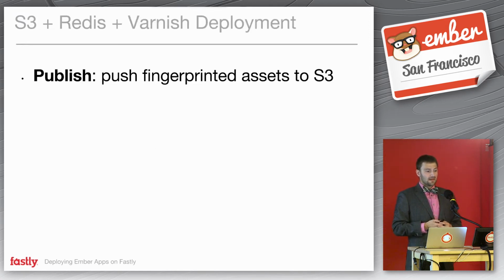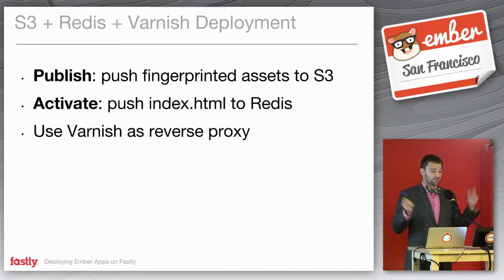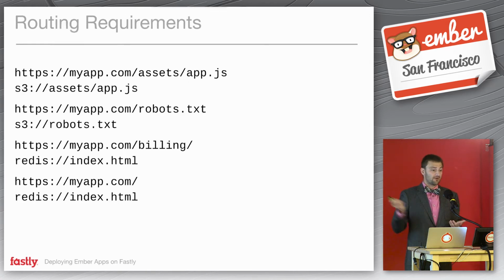So the first thing we looked at was just taking that same S3 and Redis concept and putting Varnish in front of it. And that's it. Just use Varnish as a reverse proxy. And that would totally work. The thing you need Varnish for in that scenario is just to do routing.